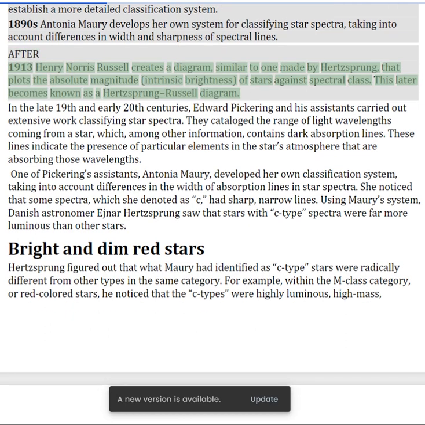After 1913, Henry Norris Russell creates a diagram, similar to one made by Hertzsprung, that plots the absolute magnitude of stars against spectral class. This later becomes known as a Hertzsprung-Russell diagram.